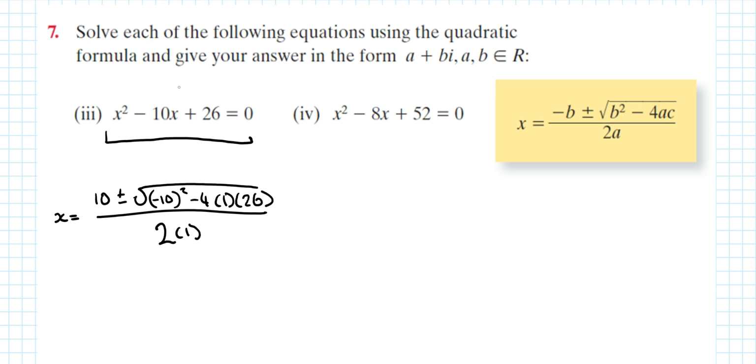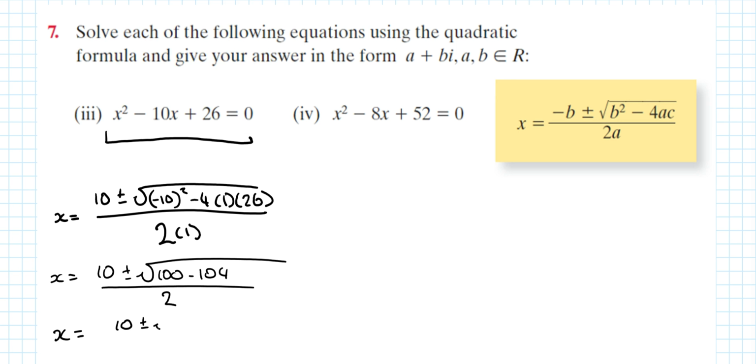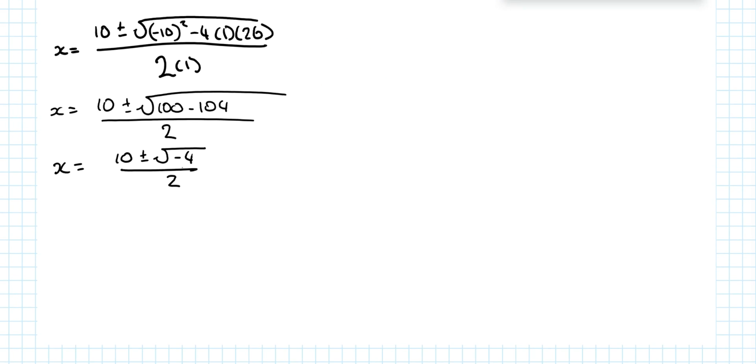I'm just going to use the smaller pen. So x is equal to 10 plus or minus the square root of minus 10 squared, which would be 100, minus 4 times 26, which is 104, all over 2. So x is equal to 10 plus or minus the square root of minus 4 over 2. Okay, now we run into the issue, a minus in the square root. So we treat both options, plus and minus.